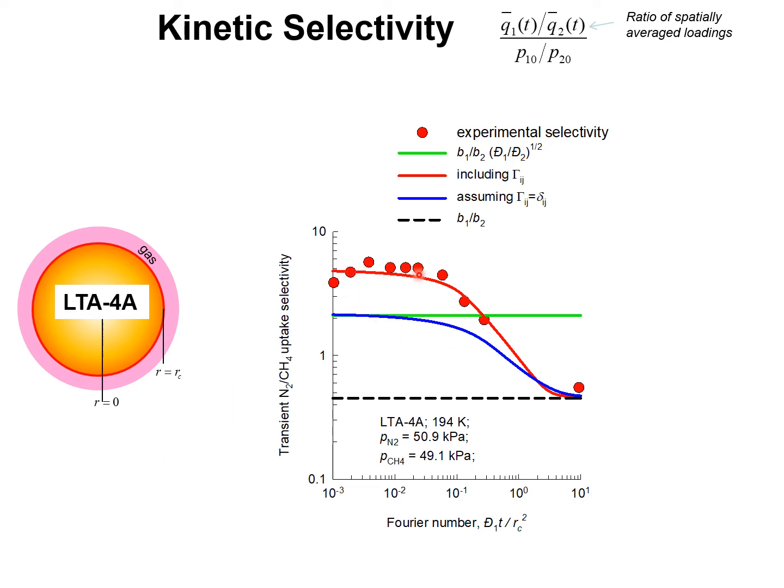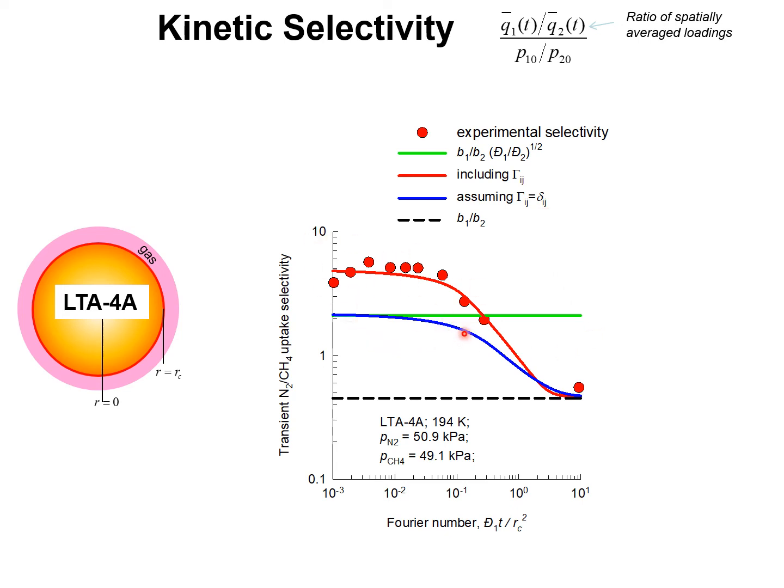The continuous red line are the calculations of the kinetic selectivity from the simulations presented in the foregoing slide, in which thermodynamic coupling effects are duly accounted for. The blue line is the kinetic selectivity calculated from the simulations in which thermodynamic coupling effects are ignored.